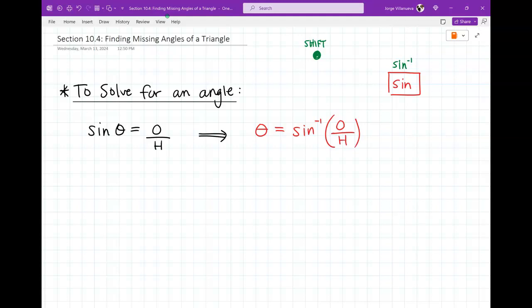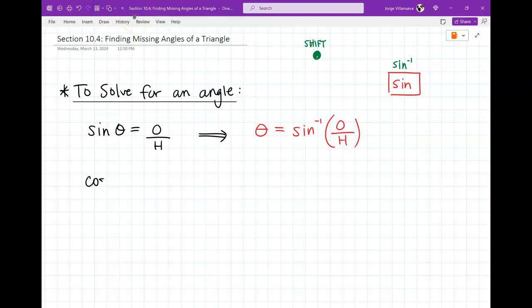So all you're doing is solving for an angle. The way you do it is you get your trig function and you throw it to the other side. But when you literally just throw it over, it becomes a sine inverse. And then you'll just use your calculator to do the work. Same for cosine and tangent.